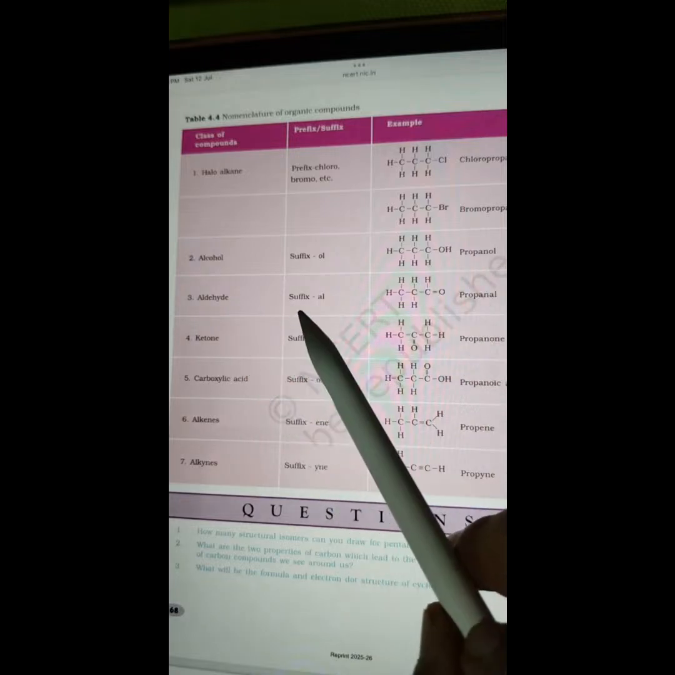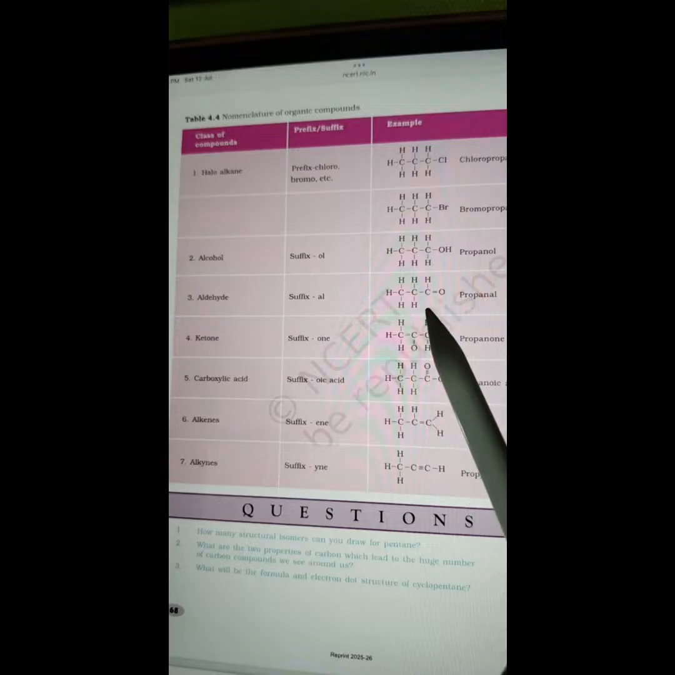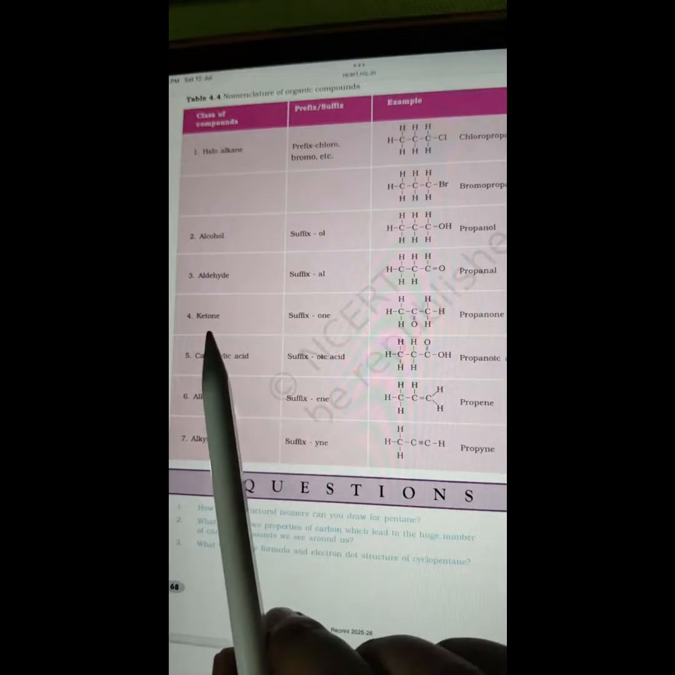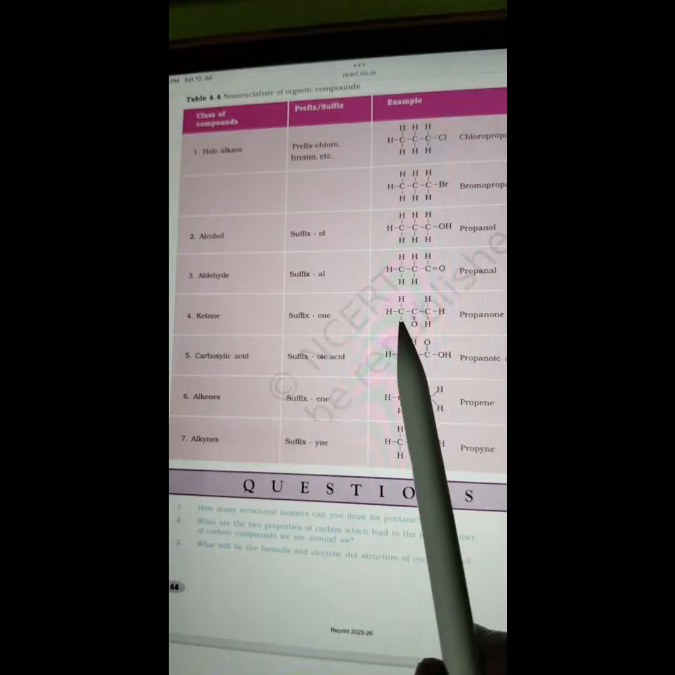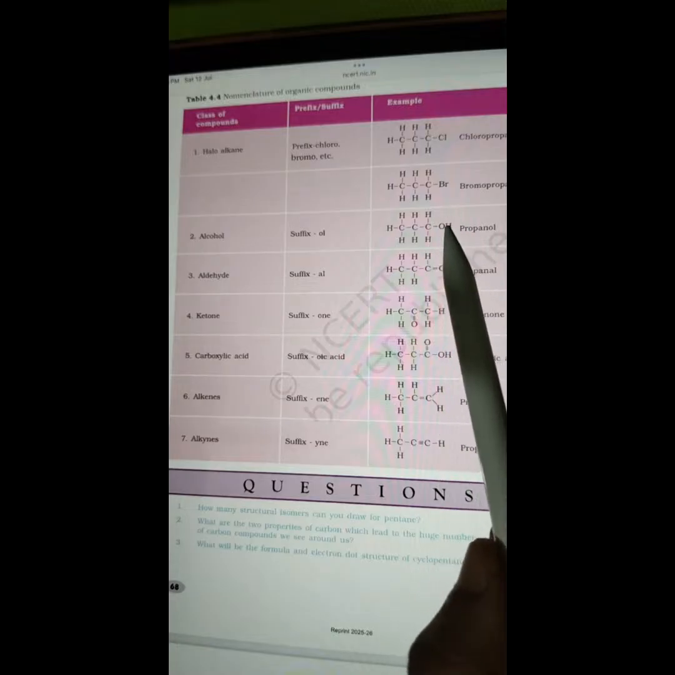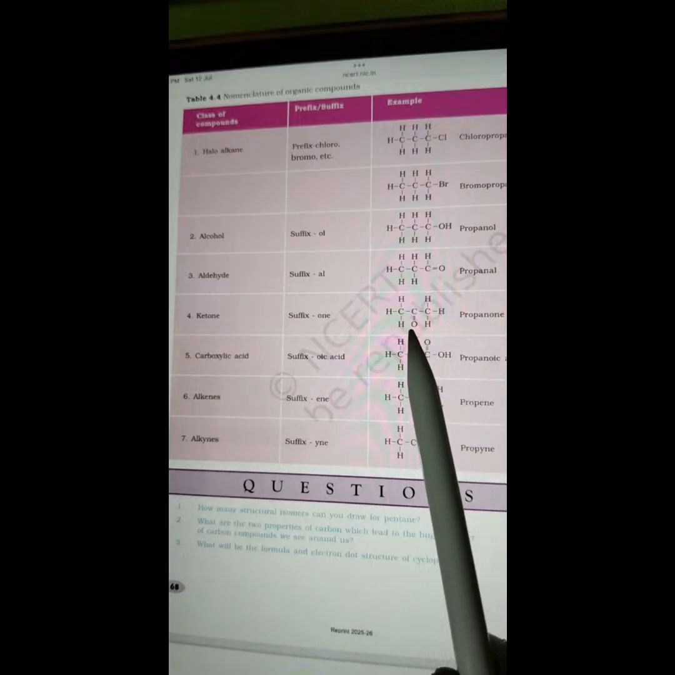For aldehyde, the suffix is al. So 3 carbons are there, but here the ending, the suffix, will be al. So it will be pronounced as propanal. For ketone, the suffix is one. So 3 carbons are there, and notice the ketonic group always comes in between. Aldehyde group always comes in the end. Alcohol always comes in the end. Halogen always comes in the end. So this ketonic group will be known as propanone, because how many carbons are there?